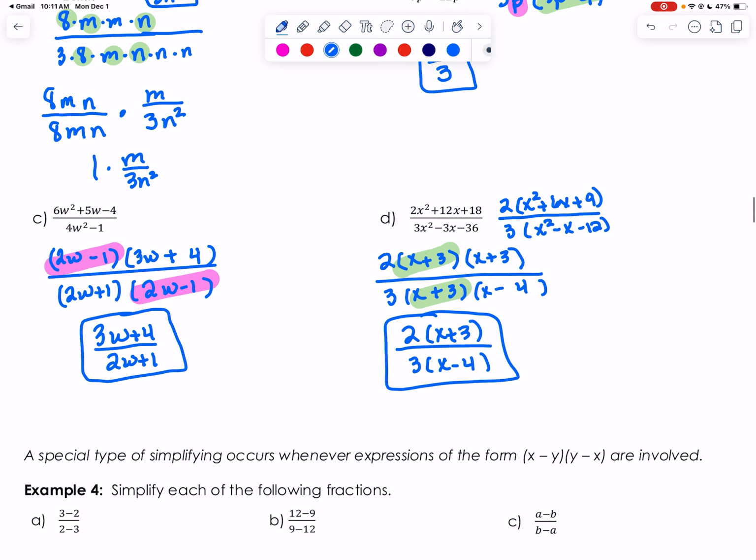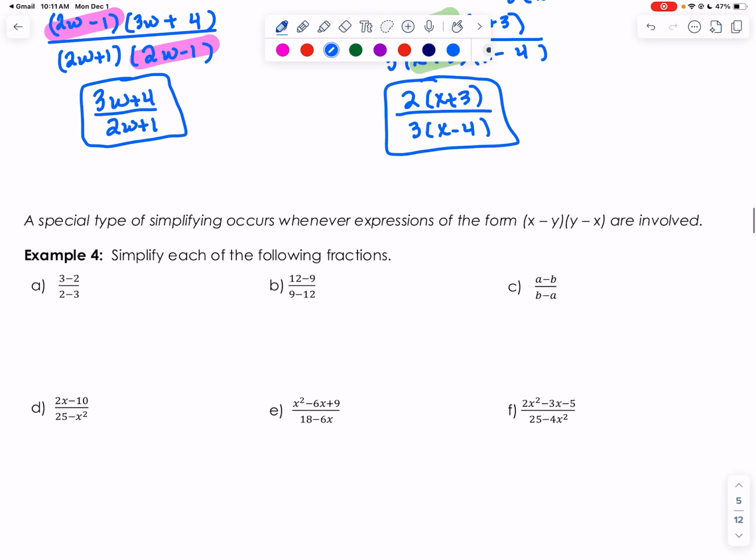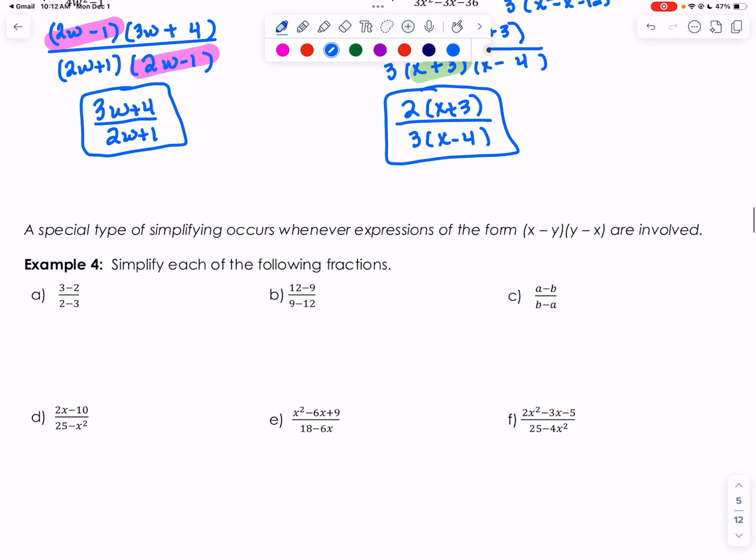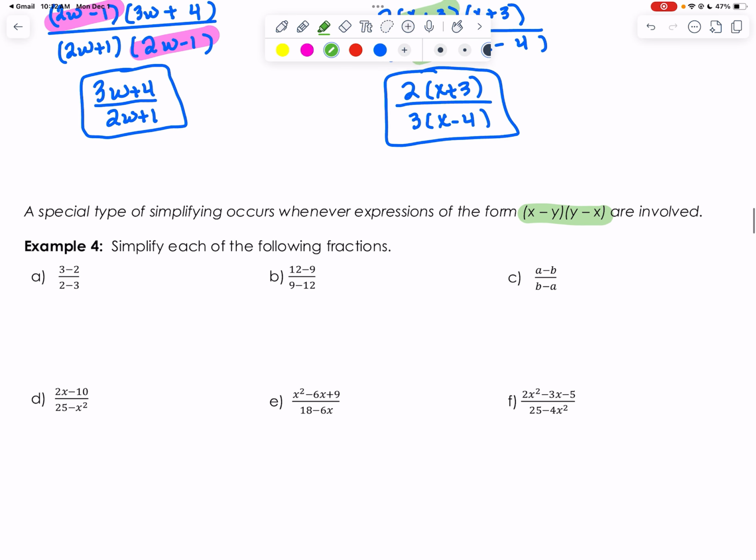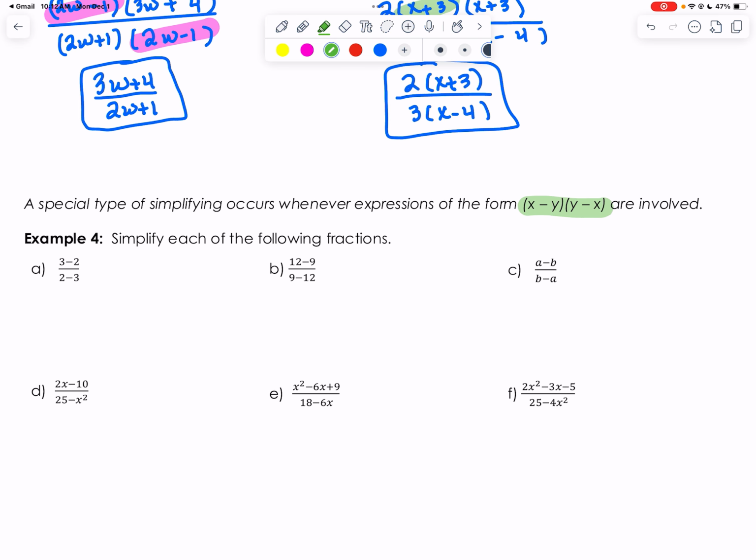Now, a special thing occurs when we're simplifying expressions of the form x minus y over y minus x. Notice that the variables are switched here. Okay, now let's watch what happens. Let's say I had 3 minus 2 divided by 2 minus 3, and I want to simplify it. 3 minus 2 is 1, and 2 minus 3 is negative 1. Now, what is 1 divided by negative 1? Well, our answer is negative 1.